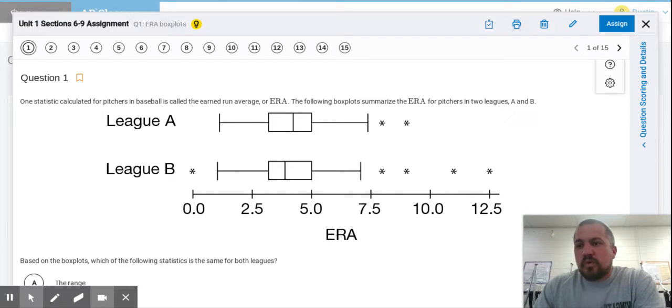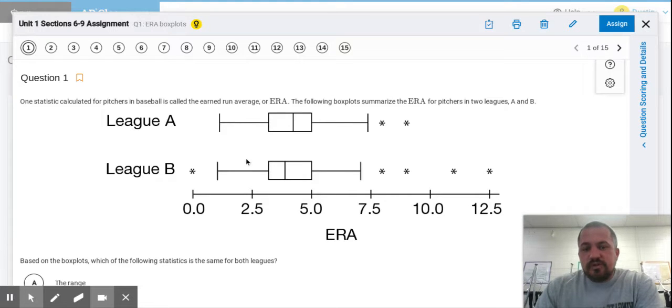Today, you're going to be working on Unit 1, Section 6 through 9 in the AP Classroom. So we're back in AP Classroom like you were yesterday. There's 15 questions on here. Let's just kind of look through it real quick.